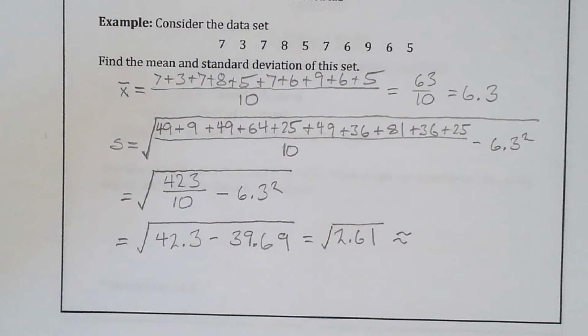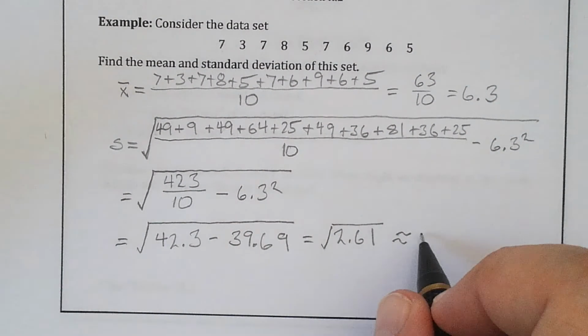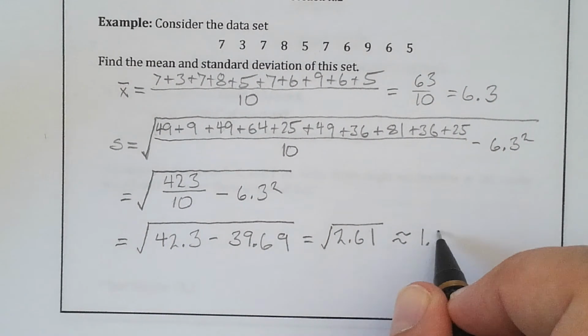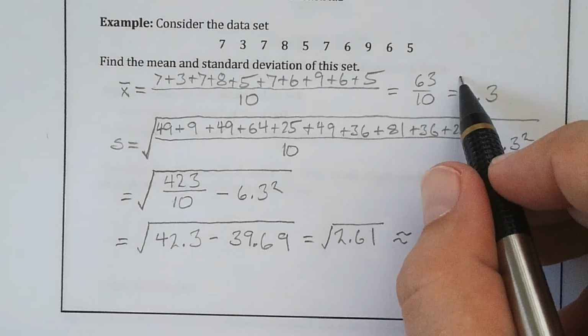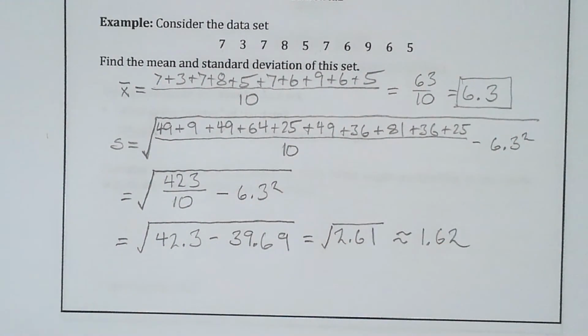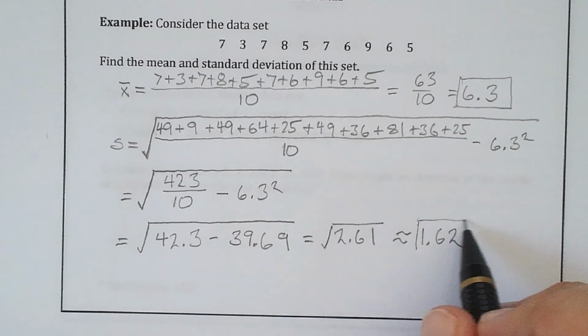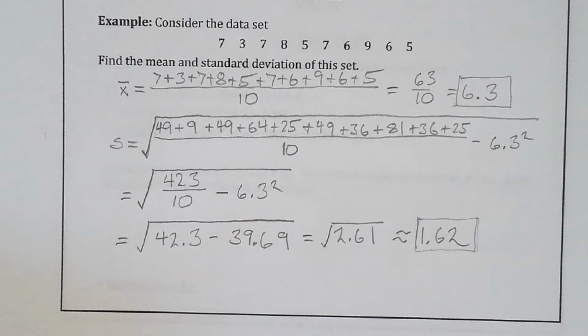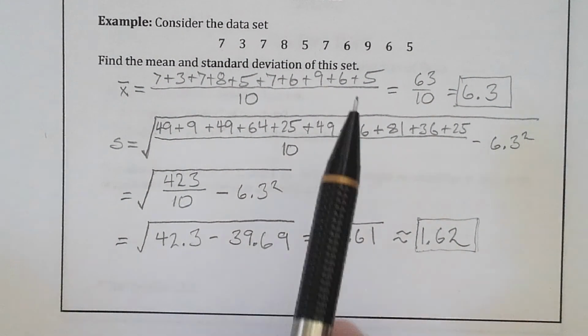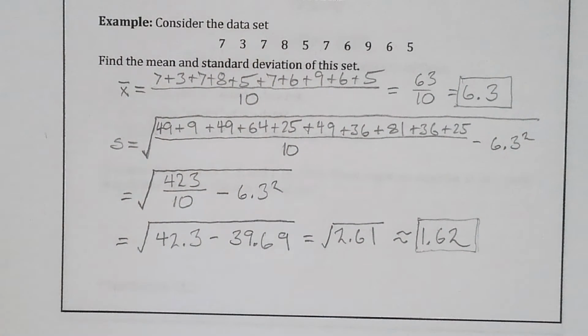Which is about 1.6. We'll write 1.62. Okay, so the mean was 6.3. Standard deviation about 1.62. Okay, and you know, that's around what we'd expect. We have a range of 9 minus 3, which is 6. So the range is 6 here.